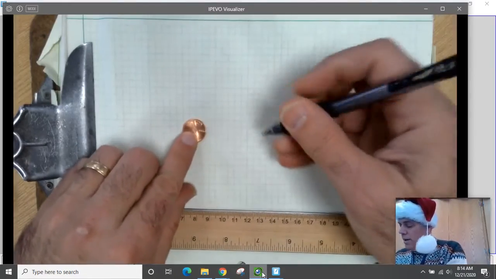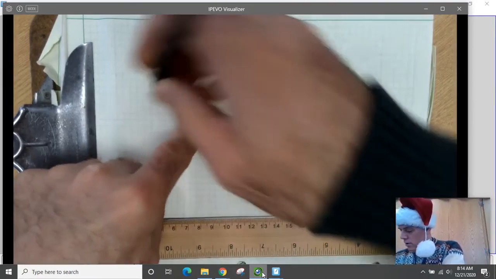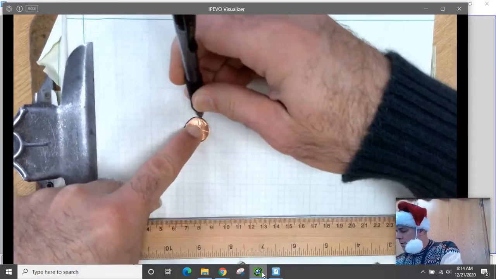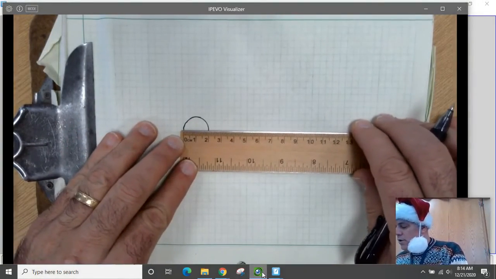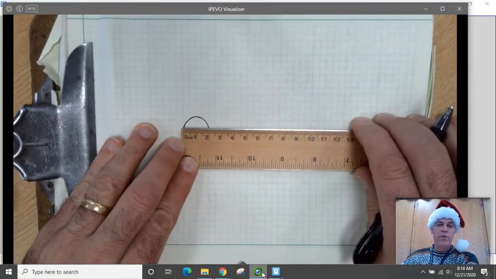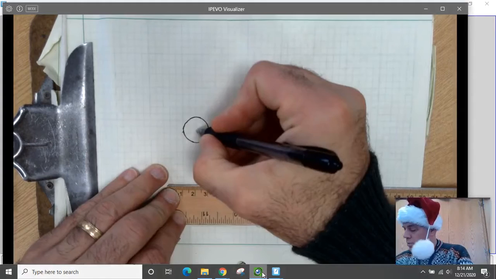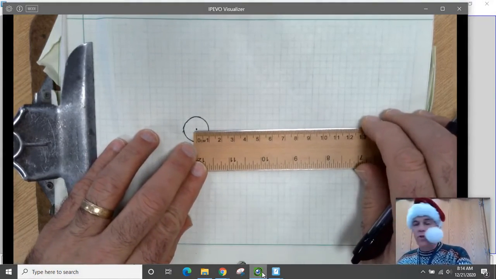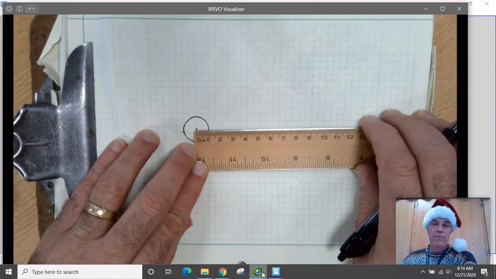and a centimeter ruler. Now, why do we use a penny? Because it turns out that if you draw a circle around a penny, pretty close, that circle will be almost exactly 2 centimeters in diameter. See that? So if we put a dot on here, that means that the radius of the circle that's drawn around a penny is 1 centimeter. And that's very convenient for us.